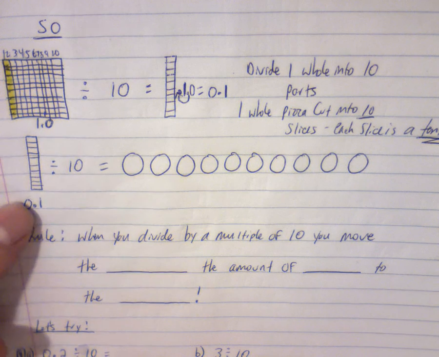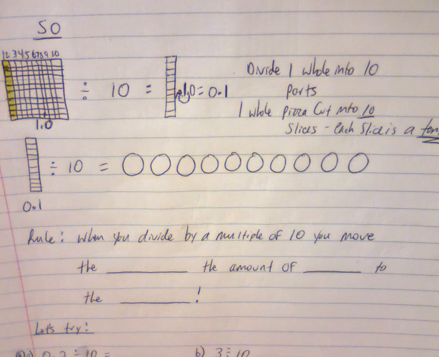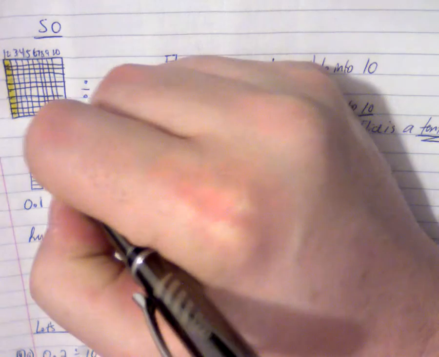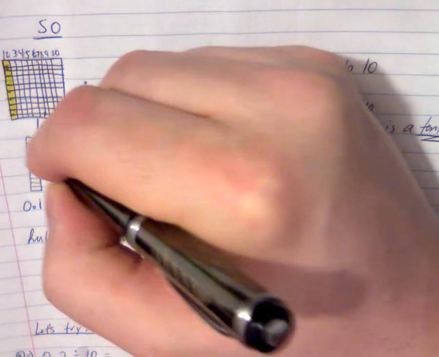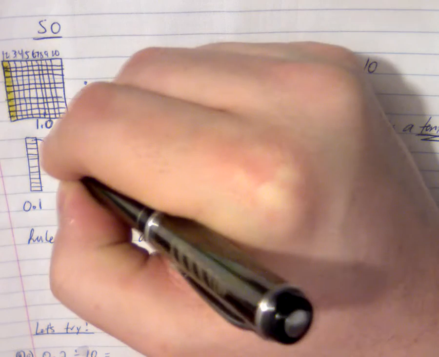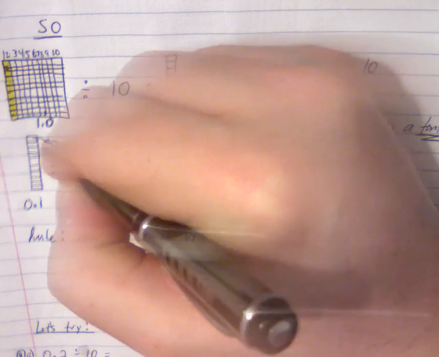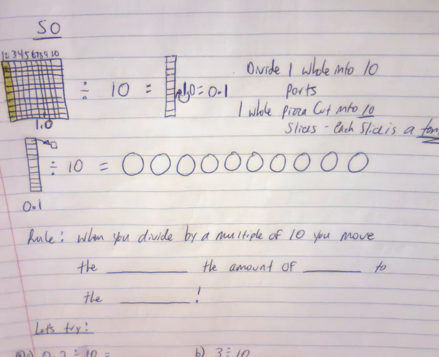I have a tenth and I want to divide it by 10. Okay? So what I'm doing is I'm taking this tenth and I'm taking it apart. Imagine it comes apart piece by piece. Okay, so what I'm left with is one of these. Each one of these equals this right here, right? Because it's just a little cube that's stacked one on top of each other 10 times.